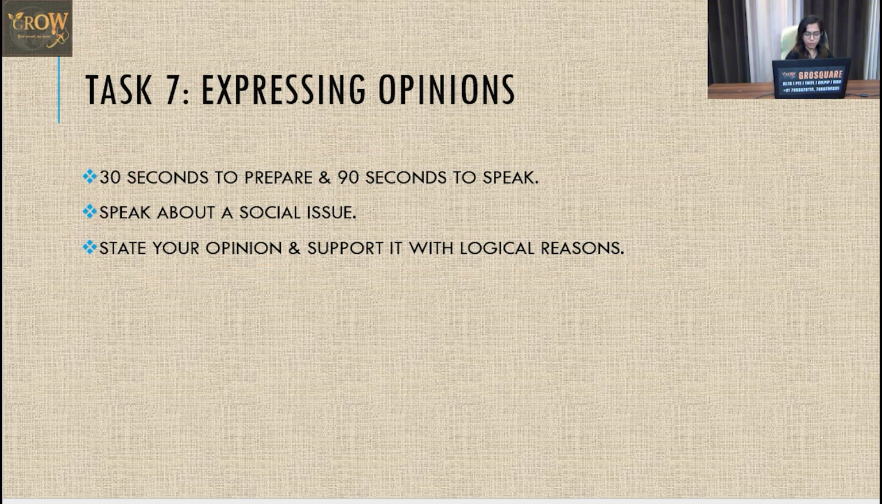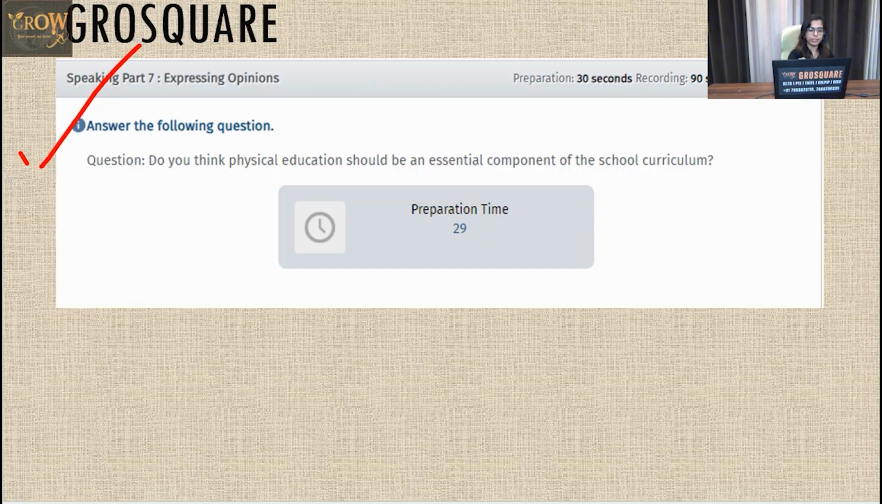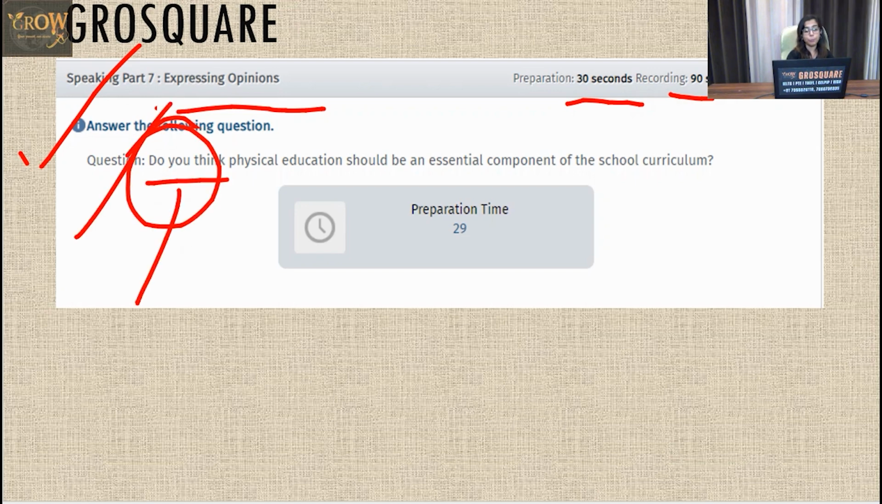Let's see the question type. So here it is. In expressing opinion, 30 seconds to prepare and then 90 seconds to speak. The question is, do you think? Basically what they're asking is our opinion. So physical education should be an essential component of the school curriculum. So do you think? If yes, why? If no, why?